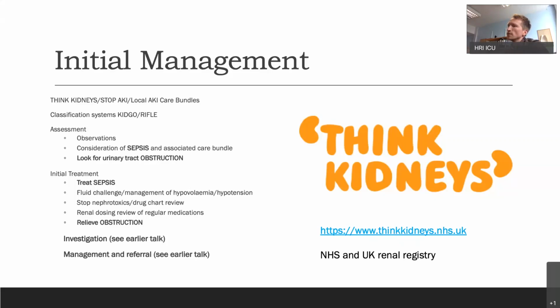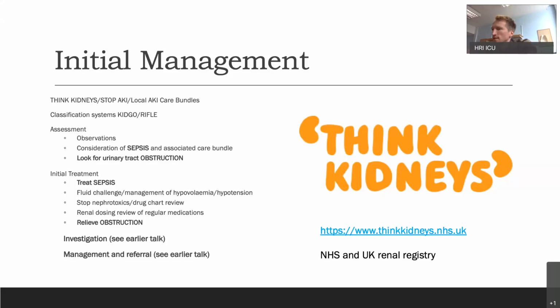Treat sepsis, and once you've completed your sepsis bundle, ensure you've ruled out hypovolemia and hypotension and addressed that with either fluid replacement or vasopressors. All of the bundles talk about doing a nephrotoxic drug chart review. One of the things I often forget to do is, I'll look for nephrotoxic drugs in the drug chart, but I'll often forget to actually look for the routine medications or other medications, for example, commonly antibiotics, to dose adjust those as well, particularly if we go on to hemofiltration. The doses of those drugs may need to change 2 or 3 times during the patient journey. And always think about relieving obstruction.